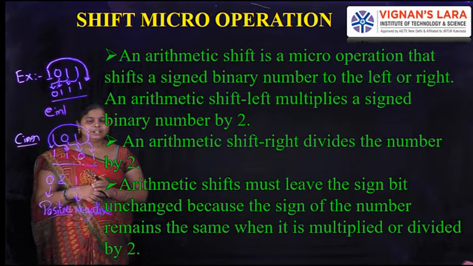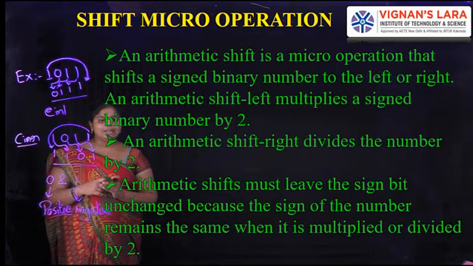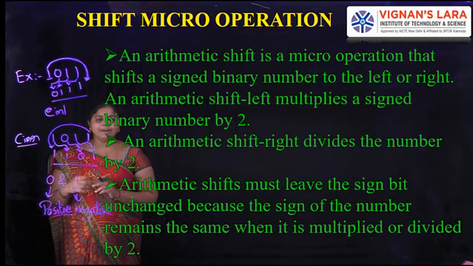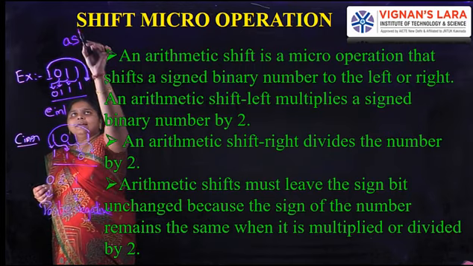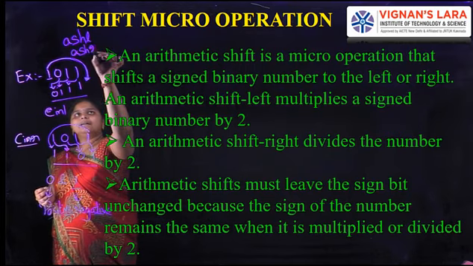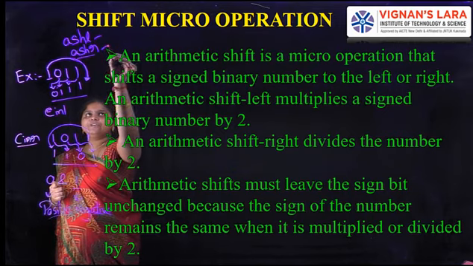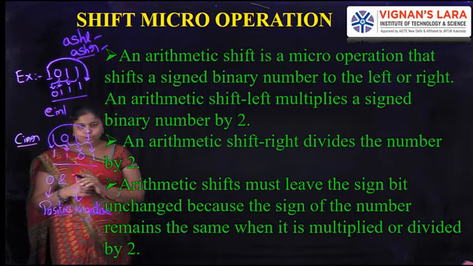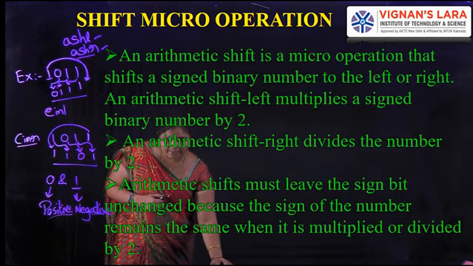Arithmetic shift must leave the sign bit unchanged, because the sign of the number remains the same when it is multiplied or divided by 2. In this we have ASHL and ASHR: ASHL means arithmetic shift left, and ASHR means arithmetic shift right. We want to use the two operations. Okay, we want to move to the next slide.